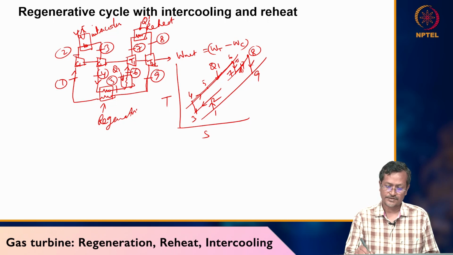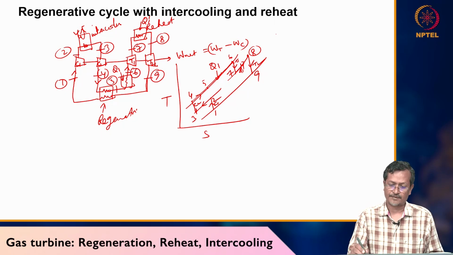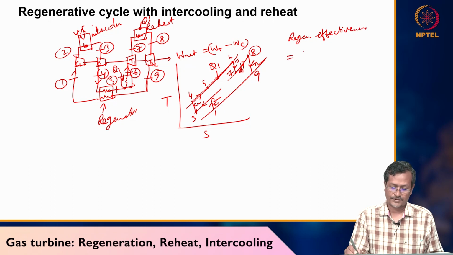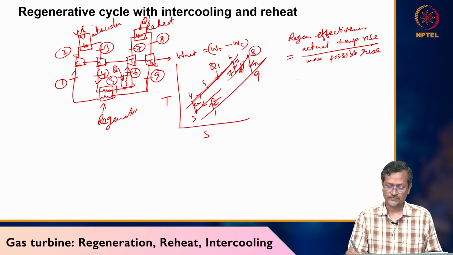So this is T1, this is T2, this is C2, this is C1. This way you can draw your TS diagram. So the regenerator effectiveness is actual temperature rise divided by maximum possible rise: T5 minus T4 divided by T9 minus T4.